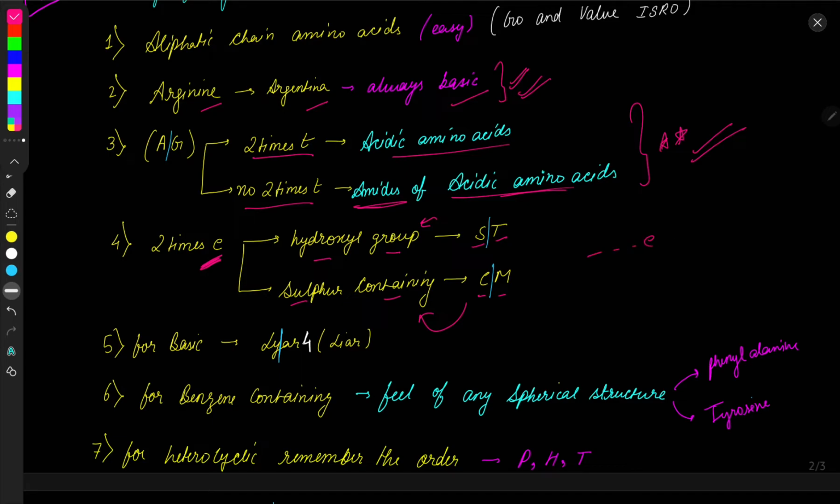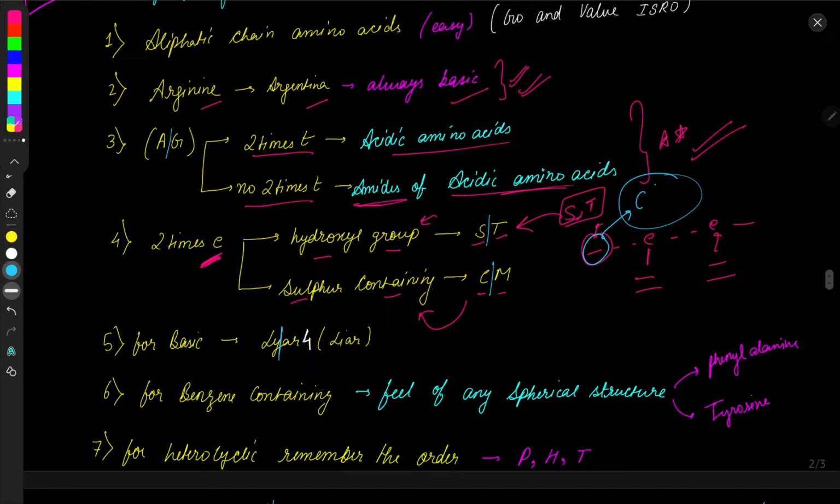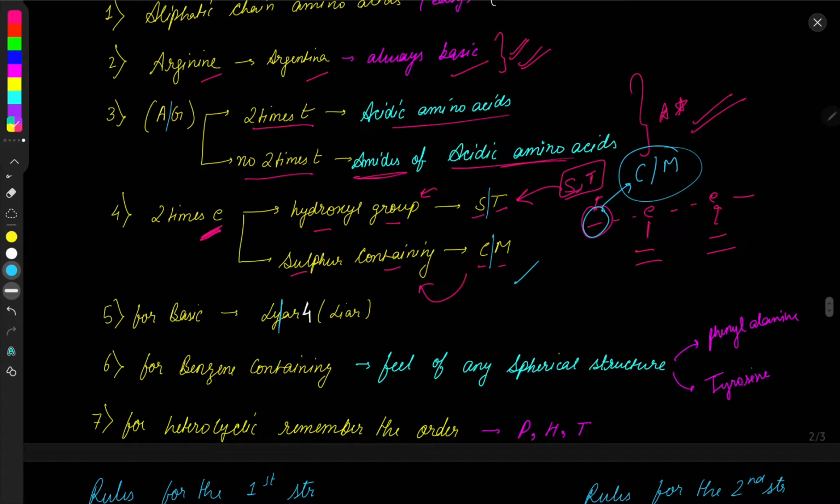For example, there is a word with double E's here. Okay, so you have figured it out that there are 2 E's, therefore it can be hydroxyl group or it can be sulfur containing group. Now your aim should be the first letter. What is the first letter? If the first letter is out of S or T, then you can say that it is a hydroxyl group containing amino acid. If the first letter is out of C or M, then you can guess that it is a sulfur containing amino acid. Okay, so this is done.